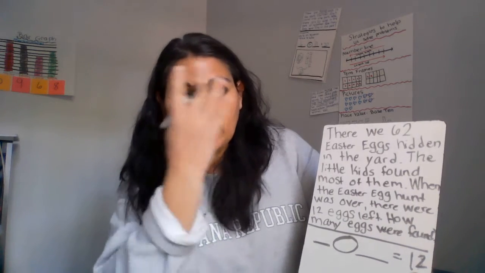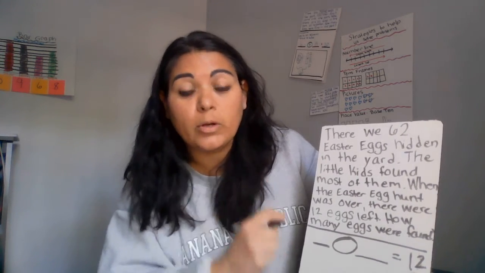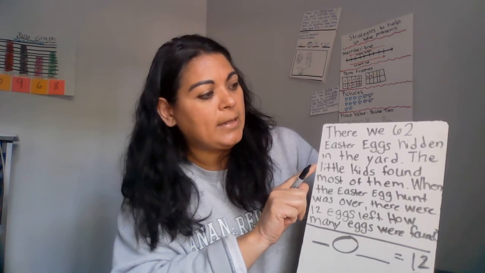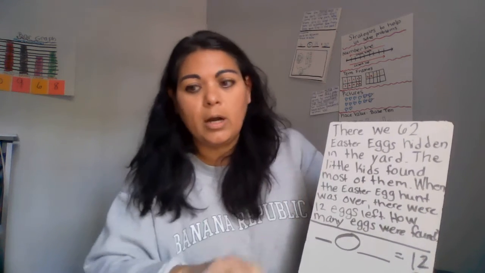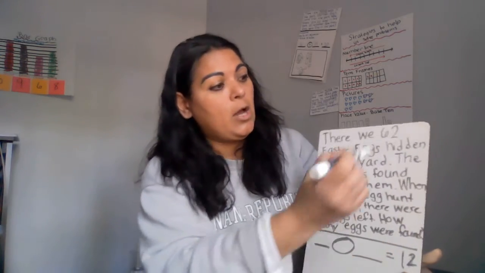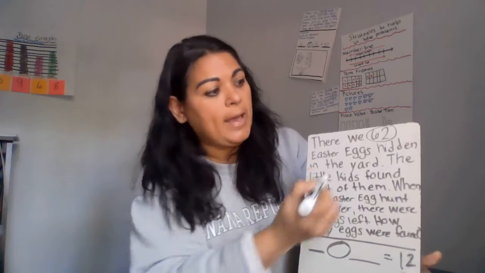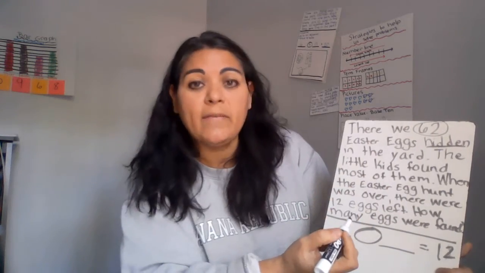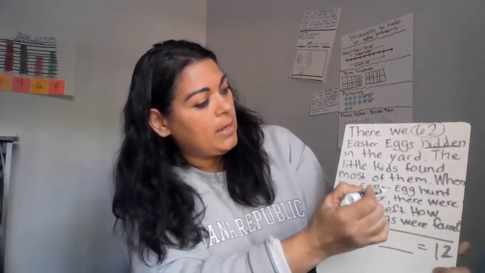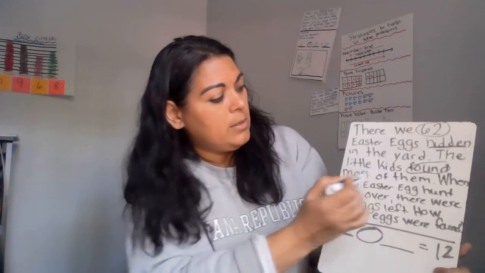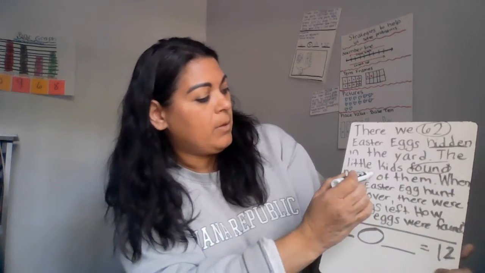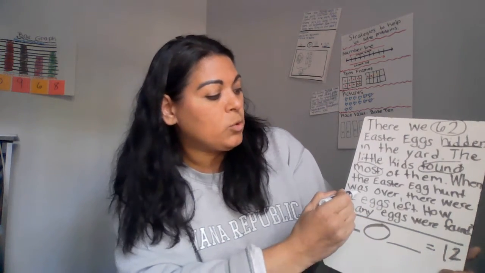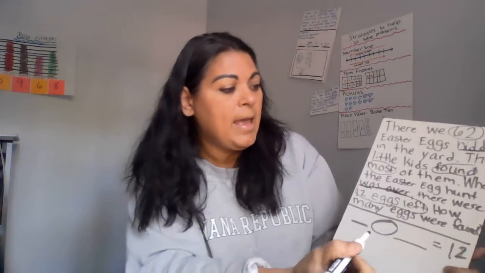So let's go ahead and hopefully you visualize that as I read it. If not, we're going to read it again to identify what information is given to us. There were 62 eggs, Easter eggs, hidden in the yard. So that is our first piece of information that we know. Our altogether number is 62 eggs. They were hidden in the yard. So next, the little kids found some. Let's go ahead and let's circle found. Found most of them, okay? But we still don't know how many that is. When the Easter egg hunt was over, there were 12 eggs left.